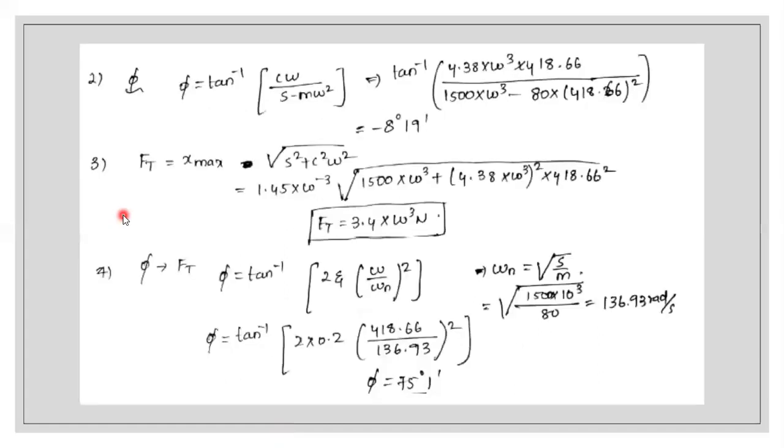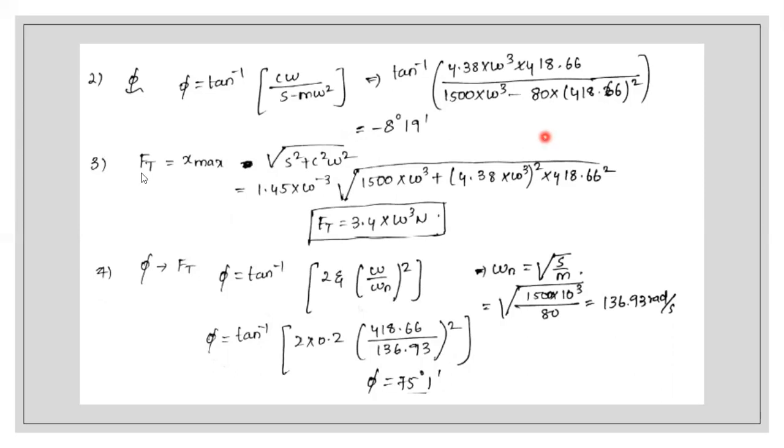So second thing, we need to determine the phase angle. So phase angle means phi. The formula for the phase angle is this, and just substitute all the known values. So C value we know, omega value we know, and S stiffness we know, mass we know. So substitute all the values and we will be getting an answer as minus 8 degree 19 minutes. So we can also leave the answer like this as it is, or else we can add 180 degree. That is, in tan we can add 180 so that we will be getting a positive value. If you want, you can add it, or else you can also leave it.